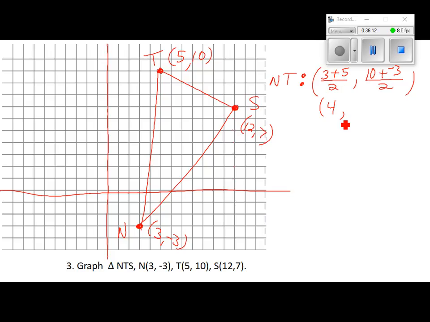That's all right. We're big boys and girls now. We can handle decimals.